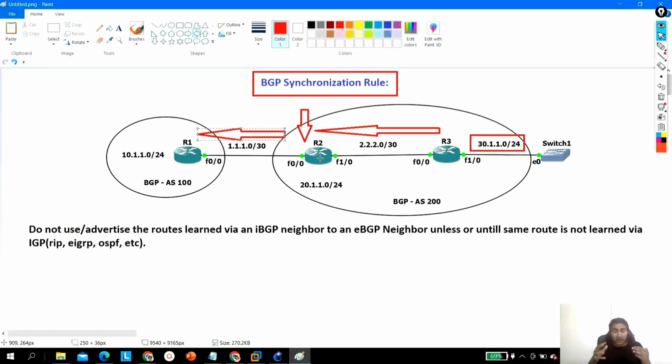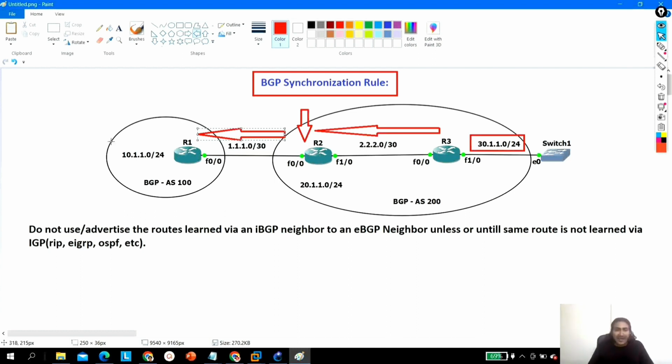Router 2 will not install that prefix in its routing table, and it will not advertise that route to its eBGP neighbor, that is router 1. So the rule is very simple: do not use and advertise the routes learned via an iBGP neighbor to an eBGP neighbor unless the same route is also learned via IGP.